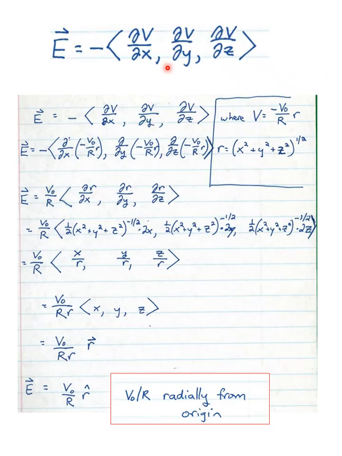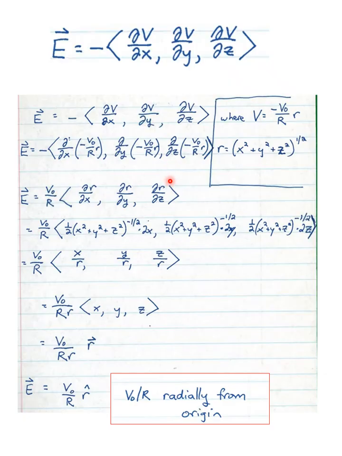So we have our E that we're using, and remember V is negative V naught over big R times r. Switching this to Cartesian coordinates, we're going to use the Pythagorean theorem that r is x squared plus y squared plus z squared, and the square root of that. And so if you look on my second line here, we have the negative, and then we're going to take the x derivative of negative V naught over R times little r, and the y derivative and the z derivative.